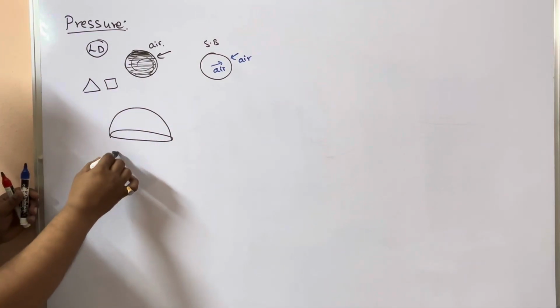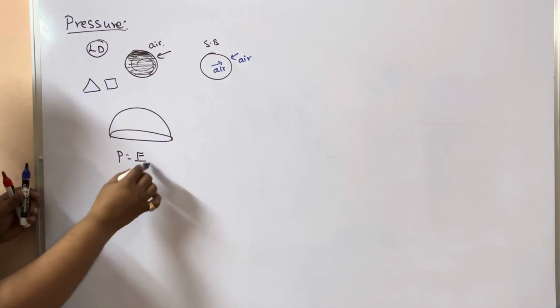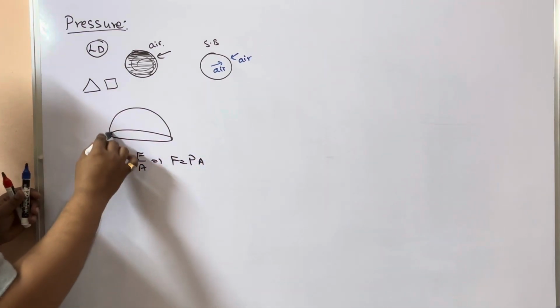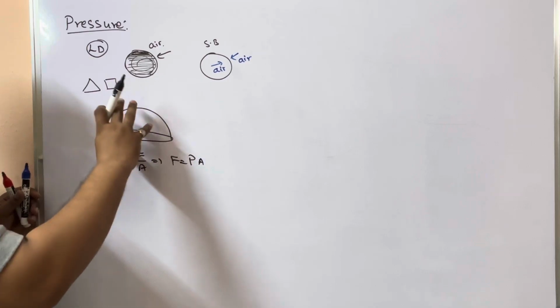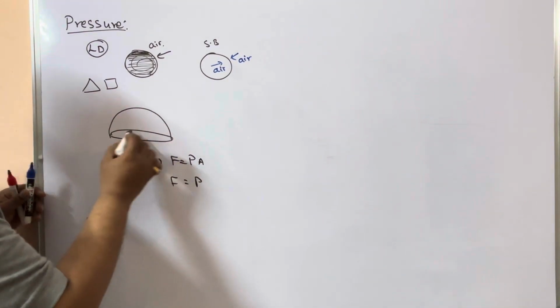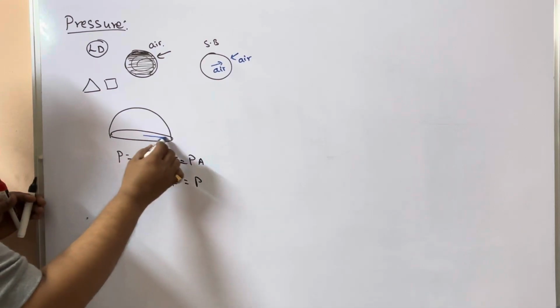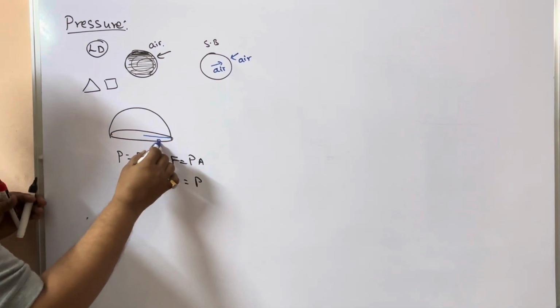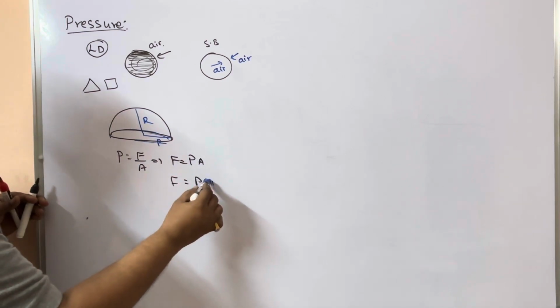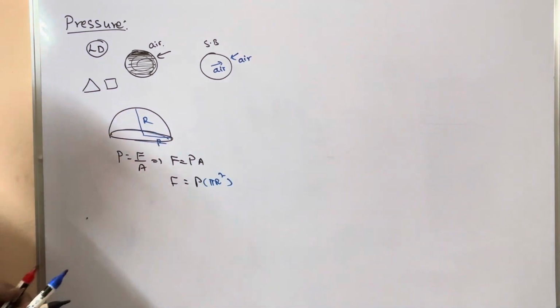So what is the force due to pressure acting on this? Force is equal to pressure into area. After going to a certain stage, it is going to reach an equilibrium condition. So force is equal to pressure into area. What is the area of this? If it has radius r, the area of this part is going to be pi r square.